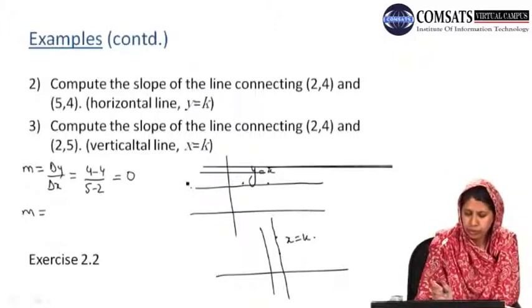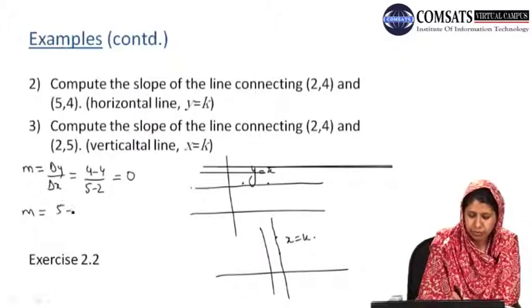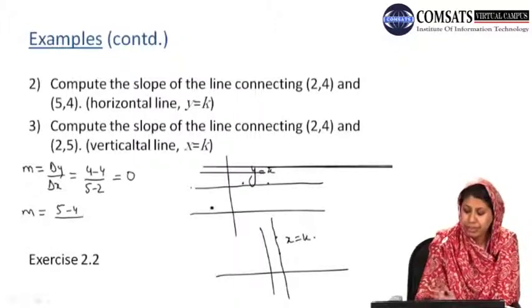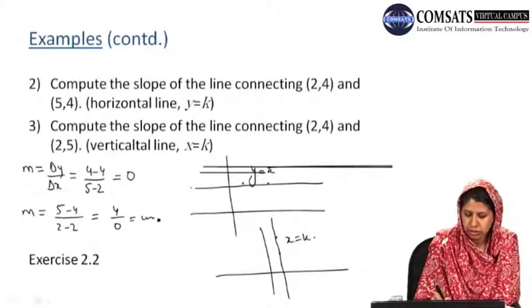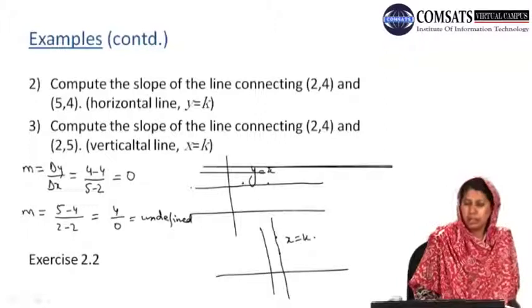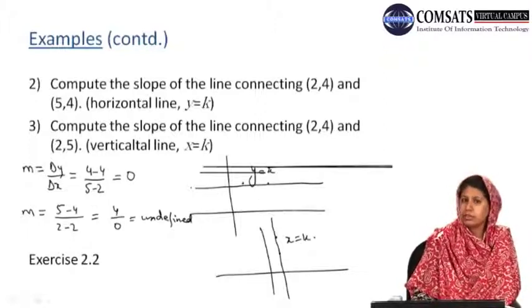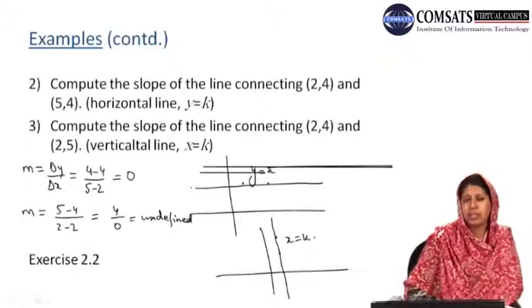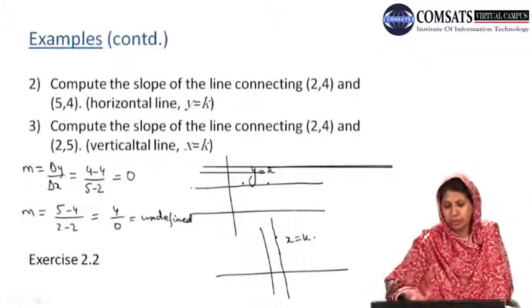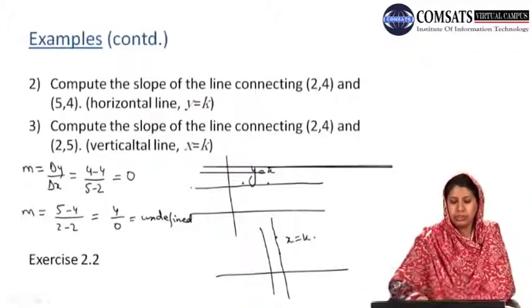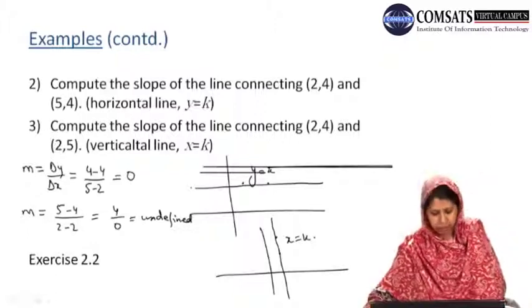That will be the difference of y, which is 5 minus 4, divided by the change in x, that is 2 minus 2, which is 1 by 0, undefined. So now we have seen that a vertical line has no slope, the slope of a vertical line is not defined, and the slope of a horizontal line is always 0, by picking any 2 particular points giving the horizontal line and vertical line respectively.